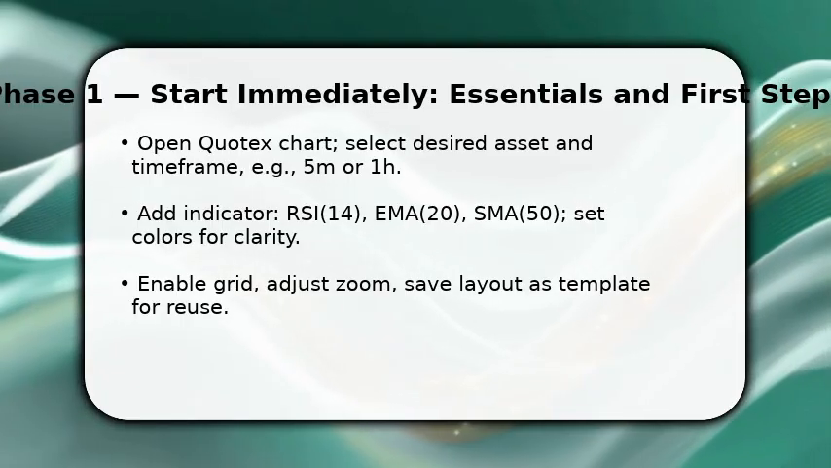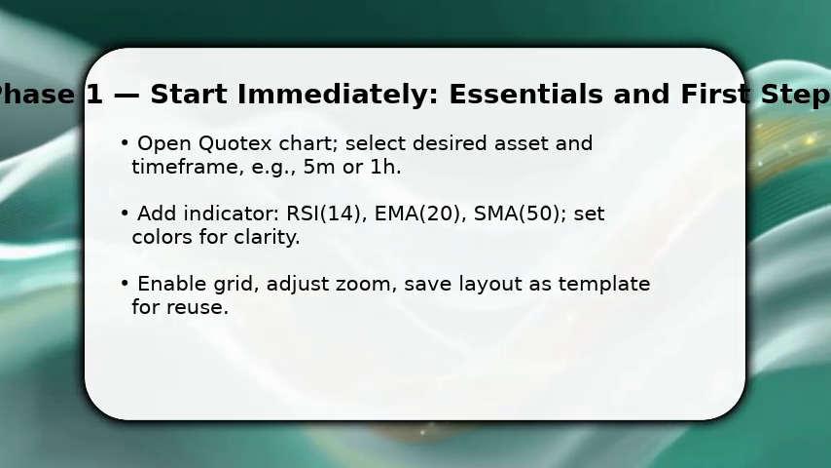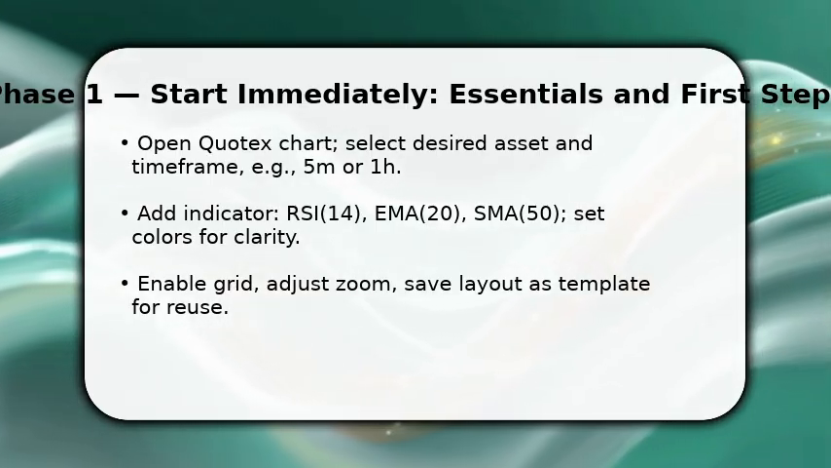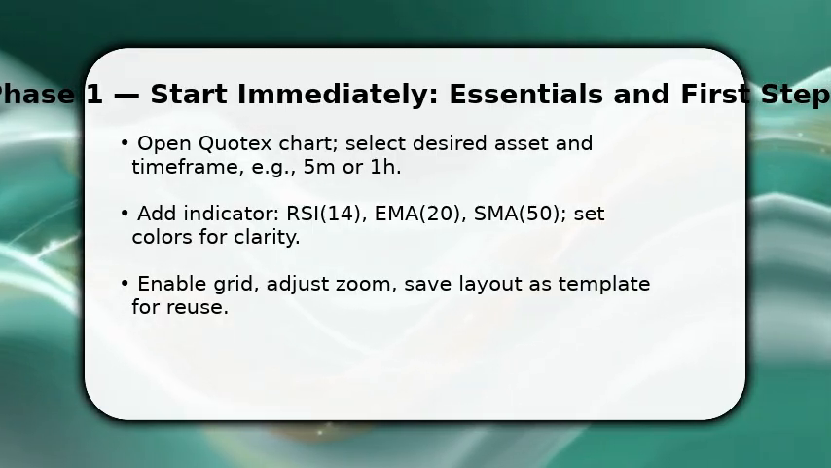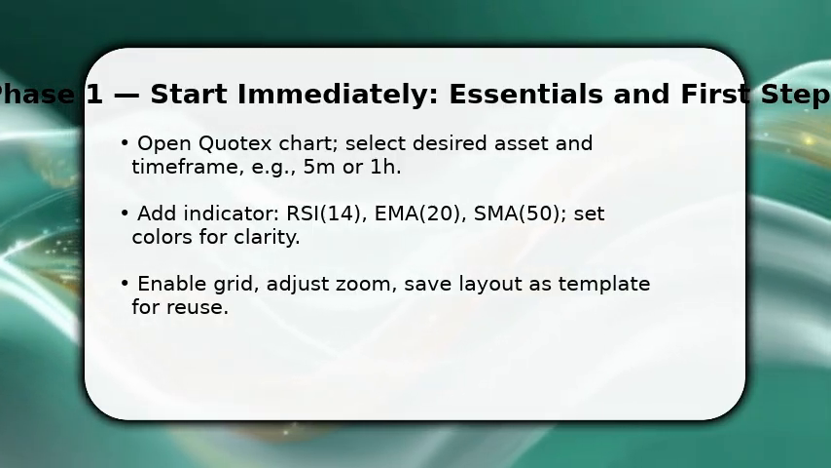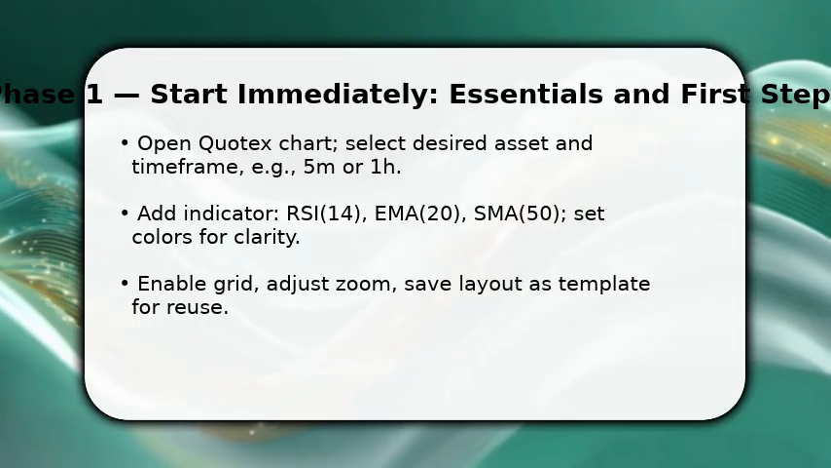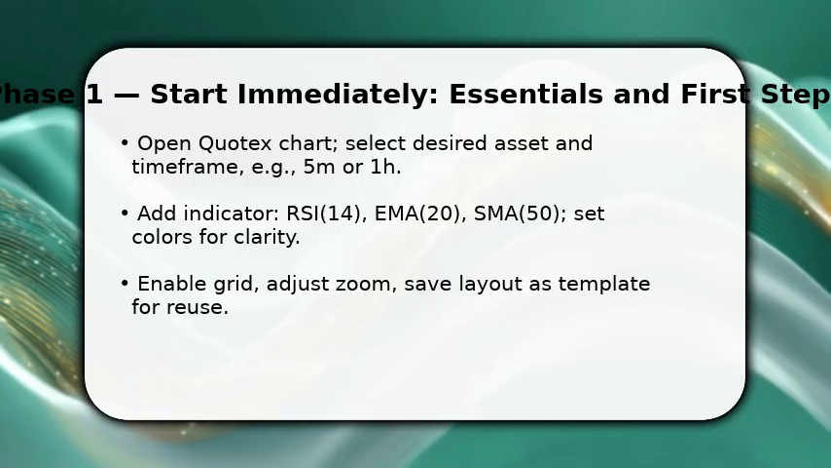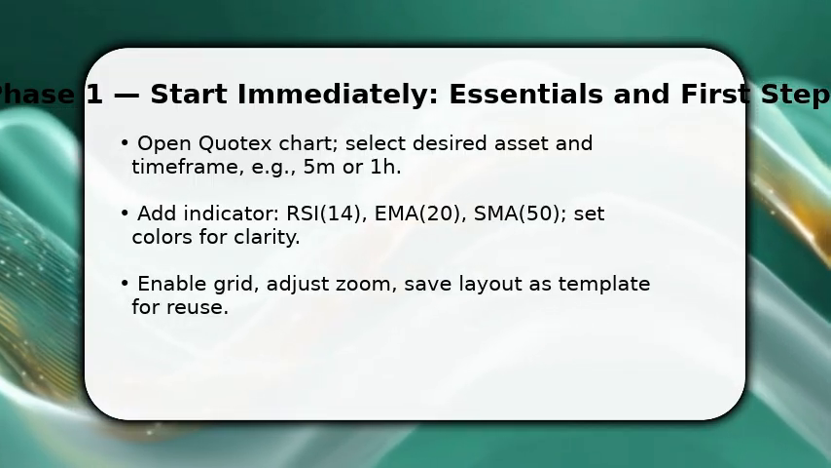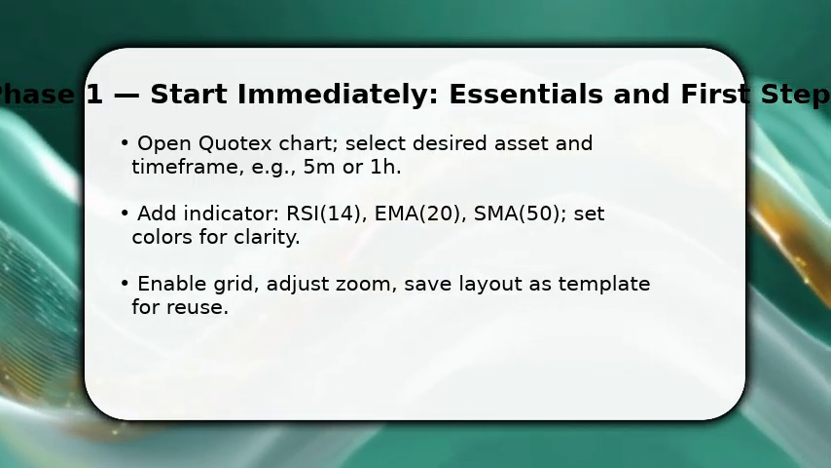You open Quotex and pick your asset and time frame, then add indicators right away so you trade with context. Start with RSI 14 and 2 moving averages, EMA 20 and SMA 50 to see momentum versus trend. Once done, color code each line and enable the grid so signals stand out. This reduces confusion in fast markets.